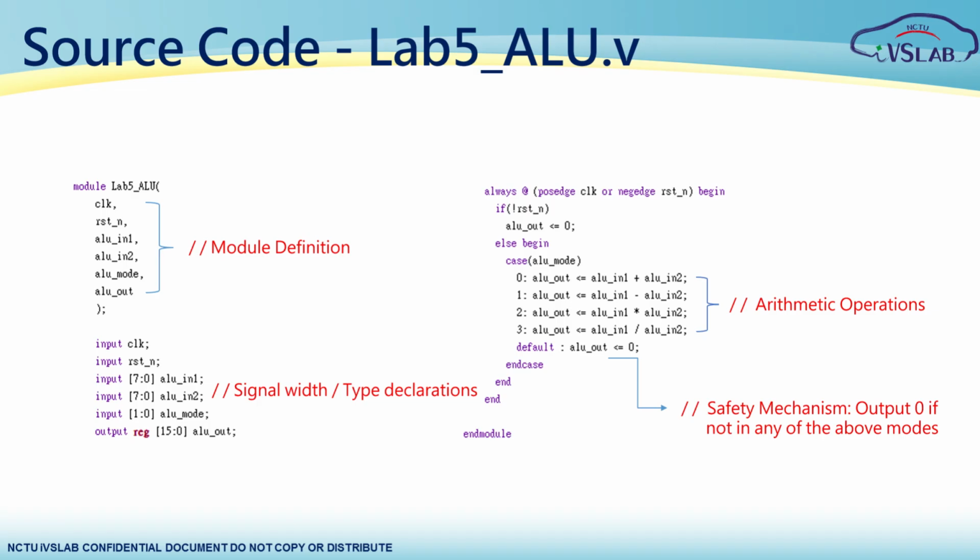Next, let's examine the logic implementation on the right side. This block is similarly triggered by the rising edge of the clock. We utilize a case statement to decode the operation mode. Whenever the mode is 0, 1, 2, or 3, the hardware will immediately perform the corresponding addition, subtraction, multiplication, or division. At the very end of our logic, we've implemented a safety mechanism. If the mode falls outside these 4 standard cases, the output defaults to 0.